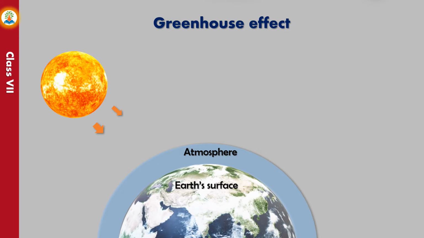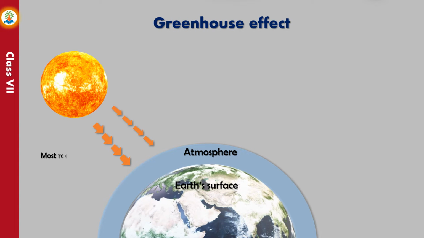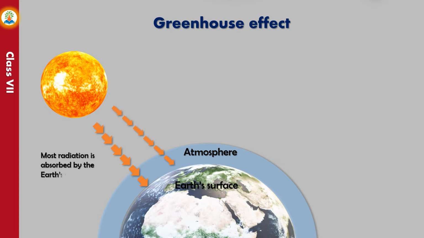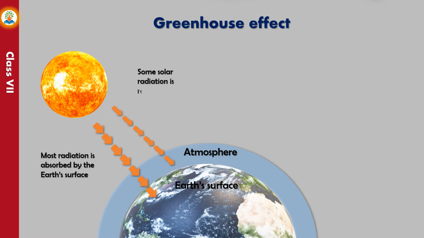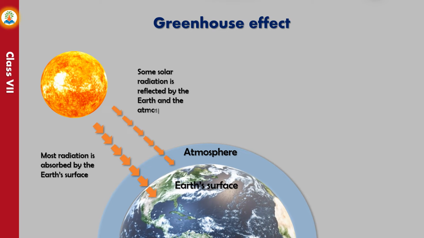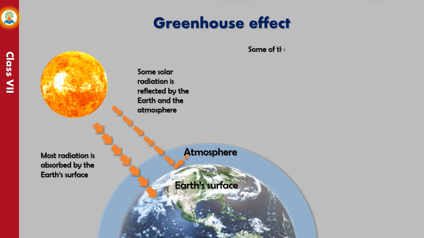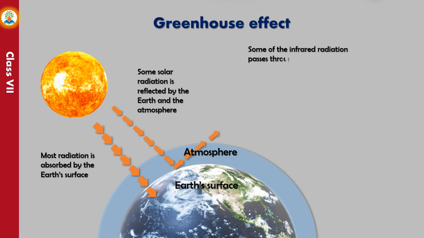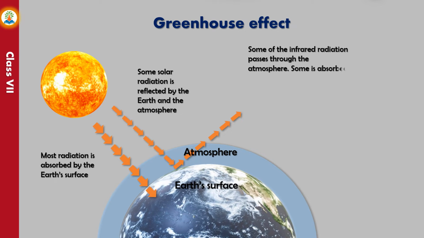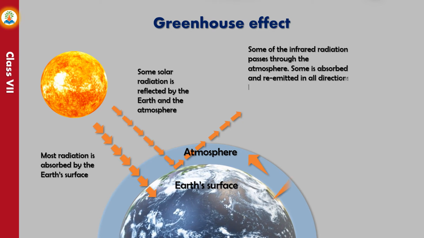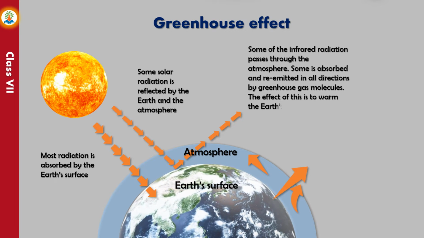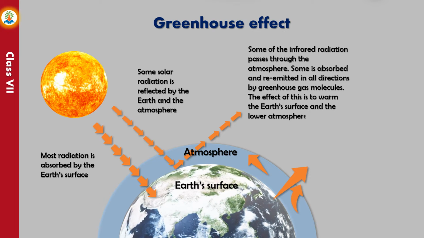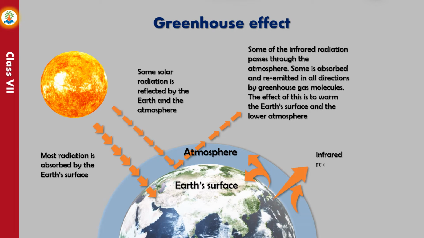Energy from the sun reaches the Earth as solar radiation. Most of it is absorbed by the Earth's surface, while some solar radiation is reflected by the Earth and the atmosphere. Some of the infrared radiation passes through the atmosphere. Some is absorbed and re-emitted in all directions by greenhouse gas molecules. The effect of this is to warm the Earth's surface and the lower atmosphere. The infrared radiation is emitted by the Earth's surface.